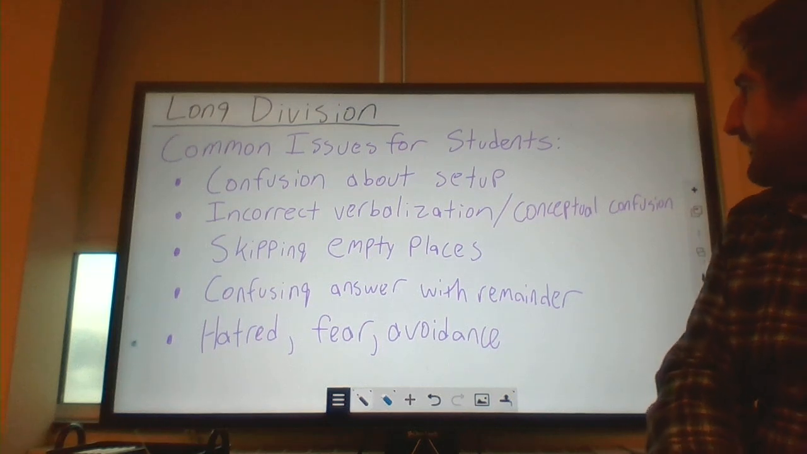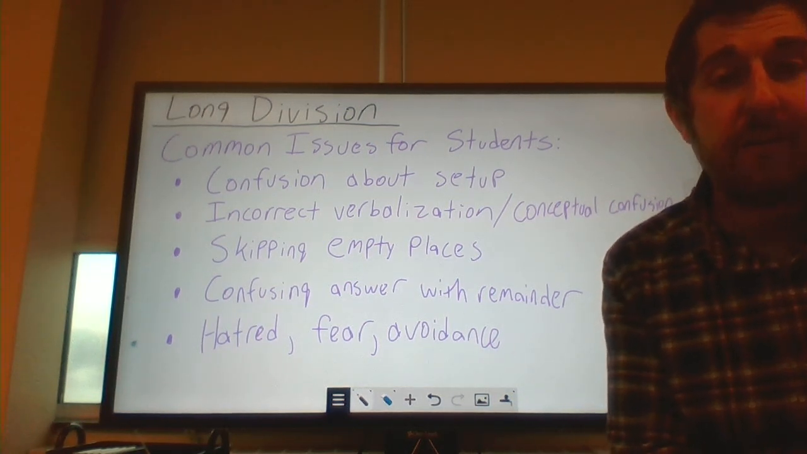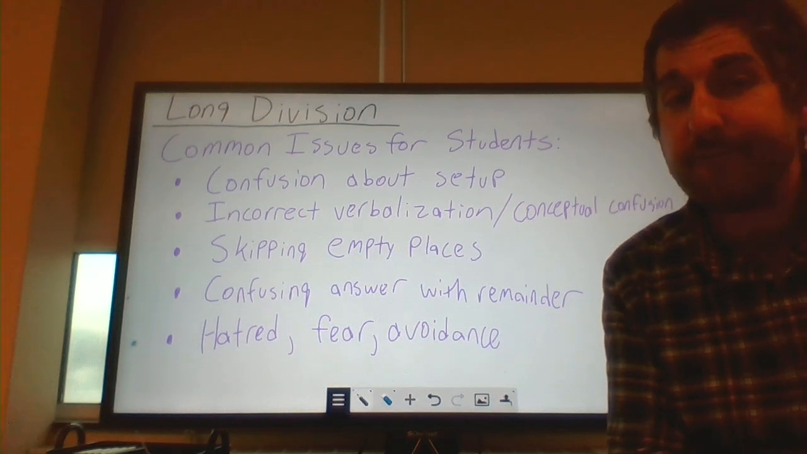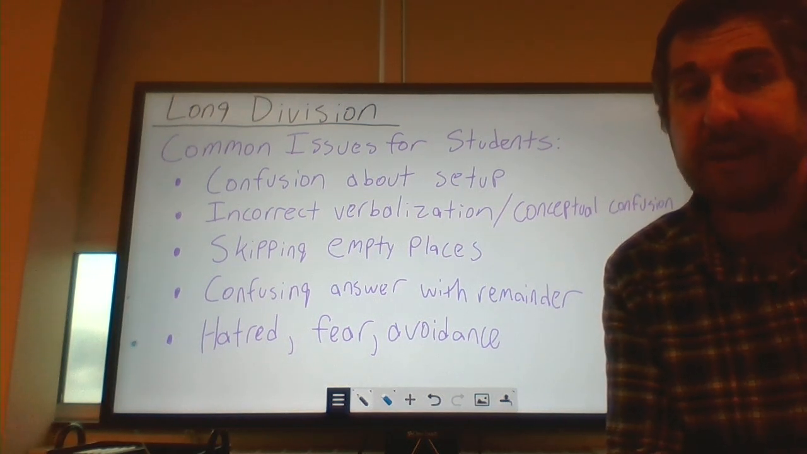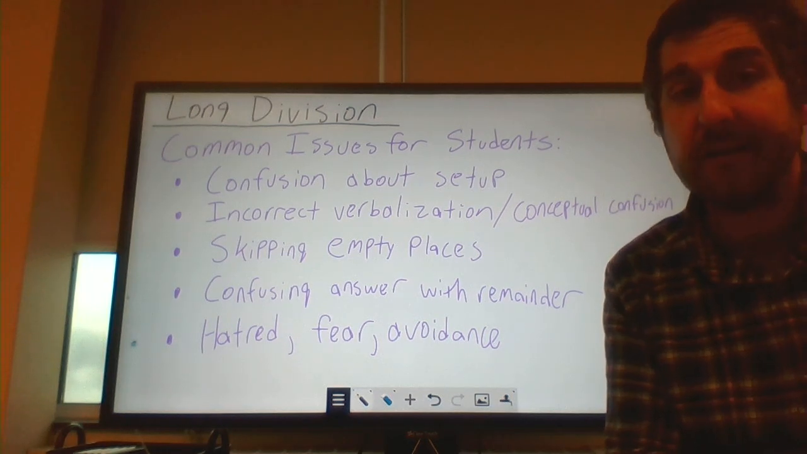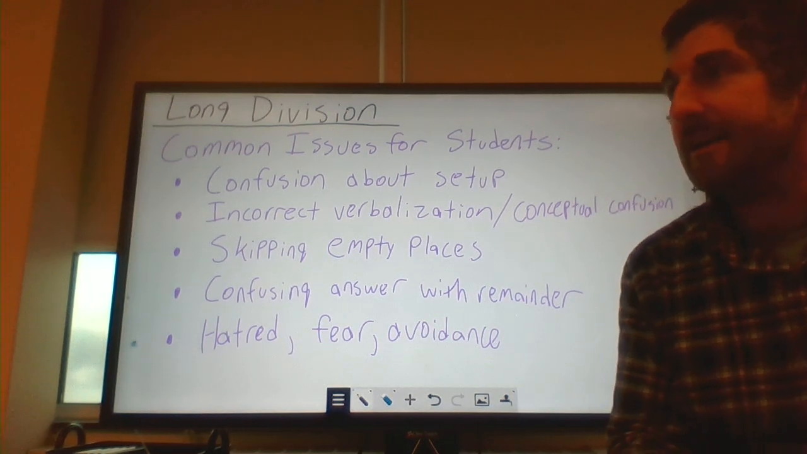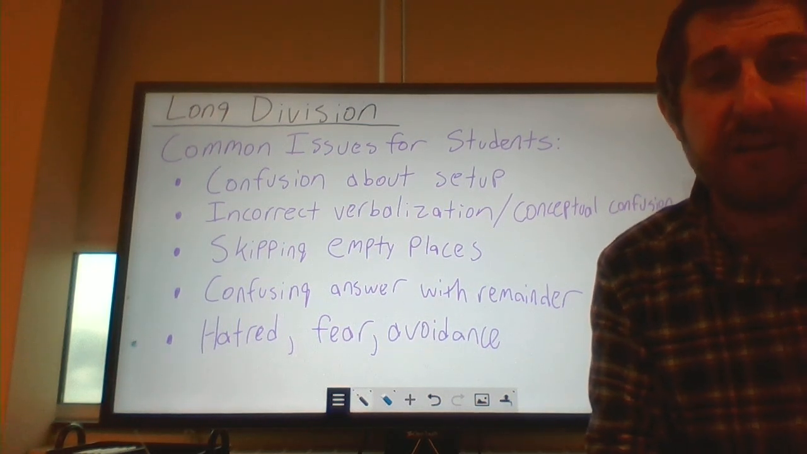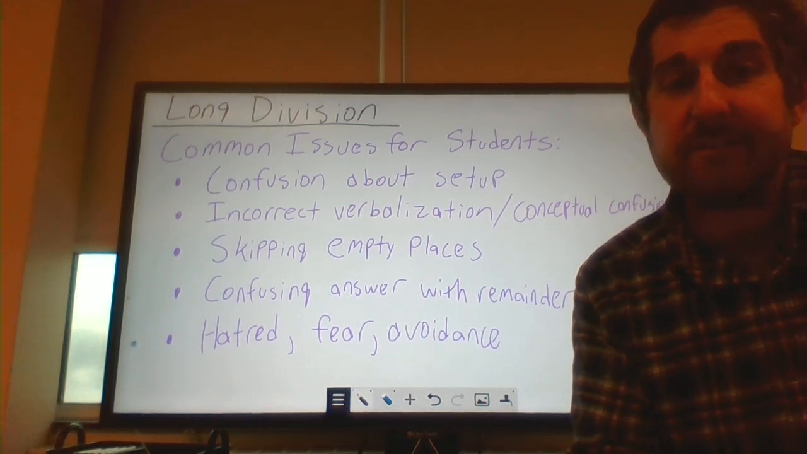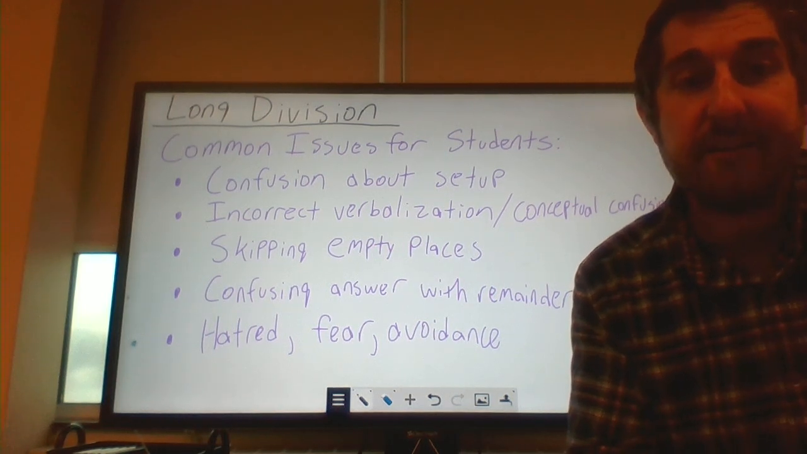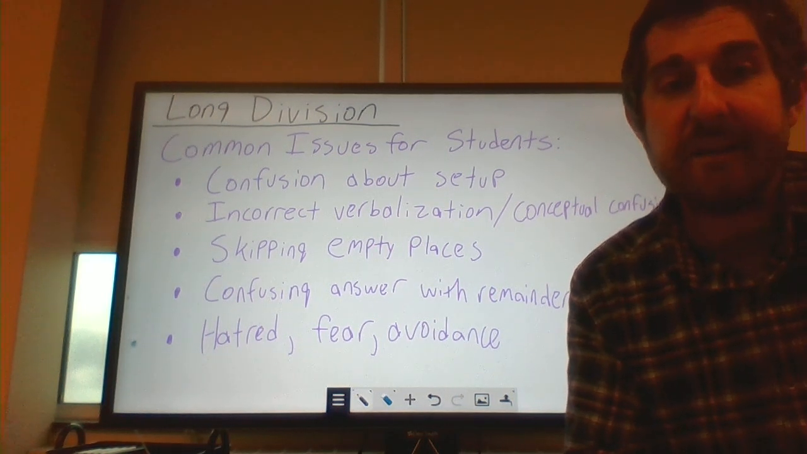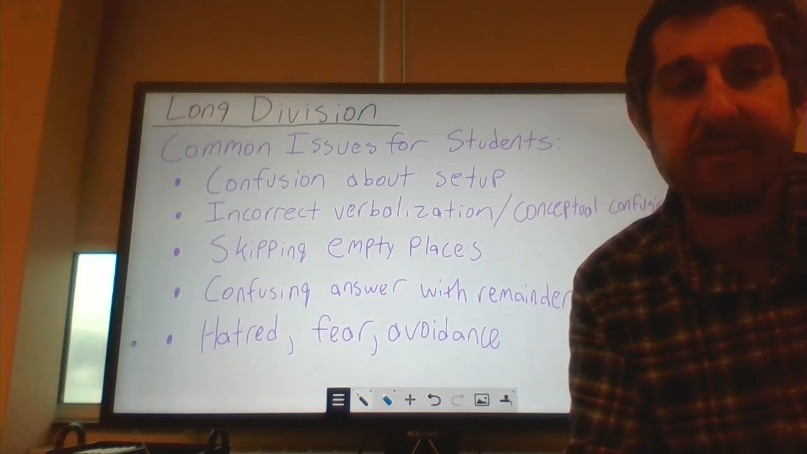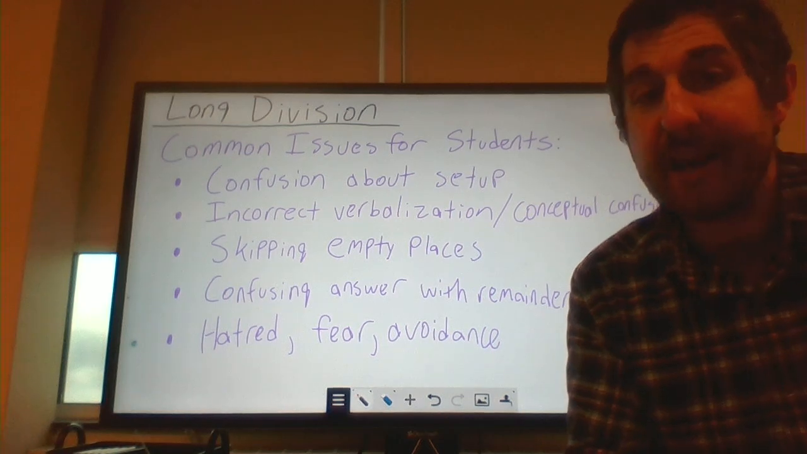Incorrect verbalization and conceptual confusion are two other big signs that the reversal of the numbers is having an impact on the student's ability to comprehend what they're doing. They say it wrong. They say 6 divided by 120 rather than 120 divided by 6. It creates an uncertainty in them about what is being divided by what. And where there once may have been confidence, now there is merely fear and apprehension.